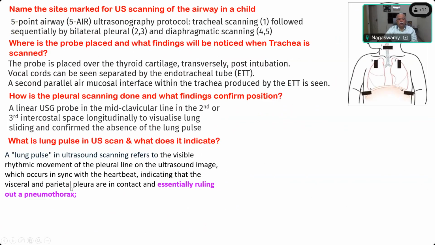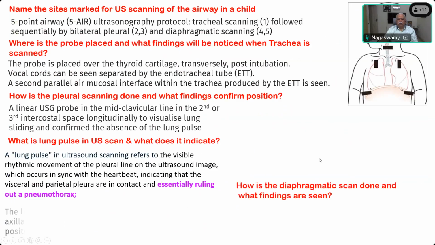That lung pulse is mainly because of the contraction of the heart, and that heartbeat will not be transmitted if the parietal and visceral pleura are separated by either air or effusion or anything. This lung pulse will be absent. So it is one of the methods of identifying the presence of pneumothorax. If lung pulse is present, definitely there cannot be a pneumothorax.